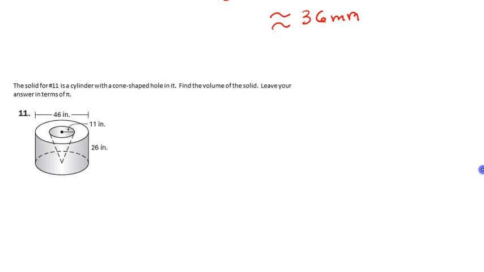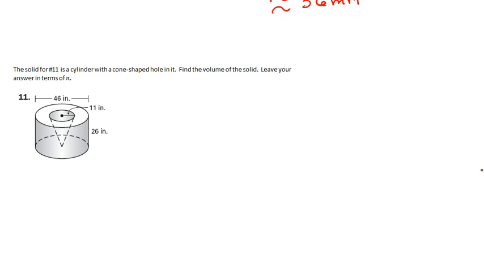Alright, now let's look at a shape. This is a cylinder and a cone, and we're looking for what the volume would be if this cylinder had a cone shape cut out of the middle of it. And so how would we calculate the overall volume? So we need to find the volume of our cylinder, and we need to find the volume of our cone.